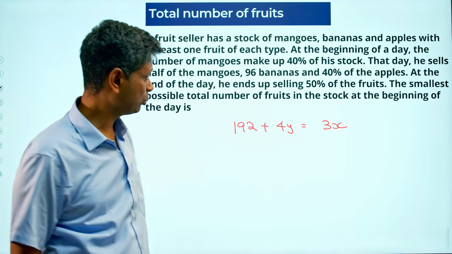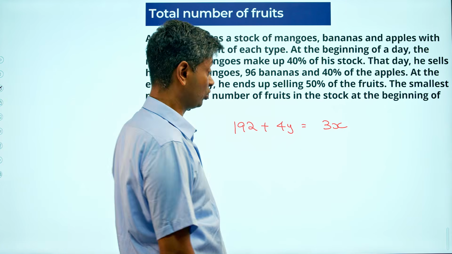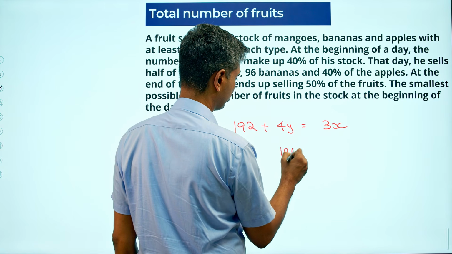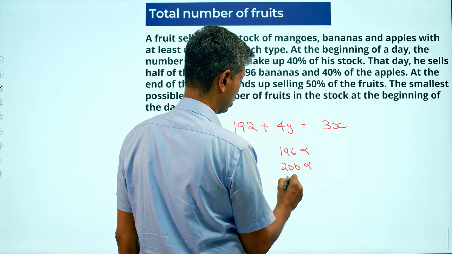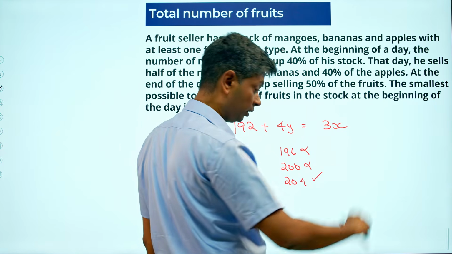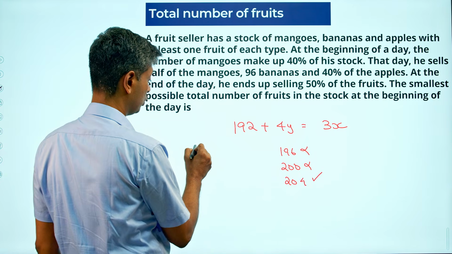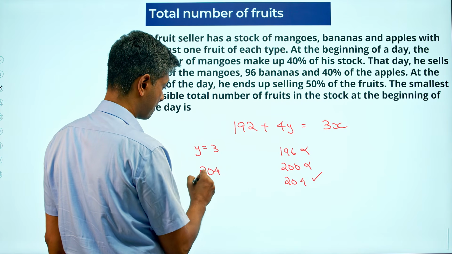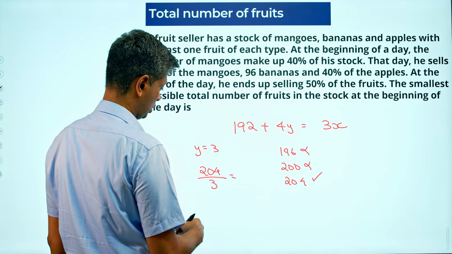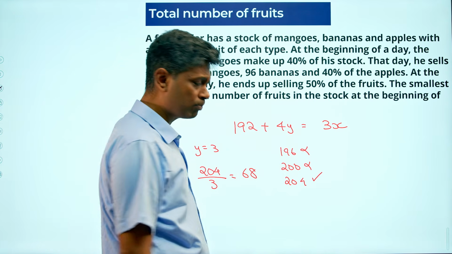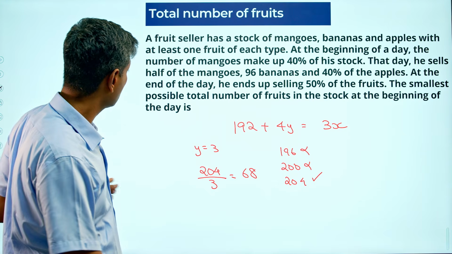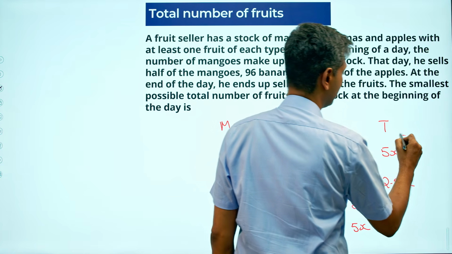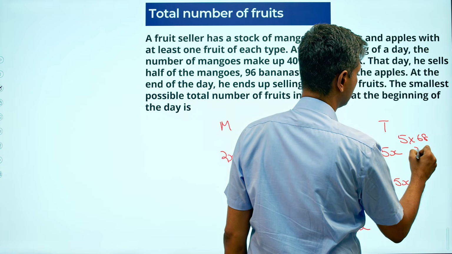Then it will work. If I put y as 1, 196 is not a multiple of 3. Y as 2, 196 doesn't work. 200 doesn't work. 204 is a multiple of 3. So if y were equal to 3, then x would be 204 by 3, which is 68. That's the smallest value x can take. Smallest possible total number of fruits in the stock is 5x. This is 5 into 68, which is 340.